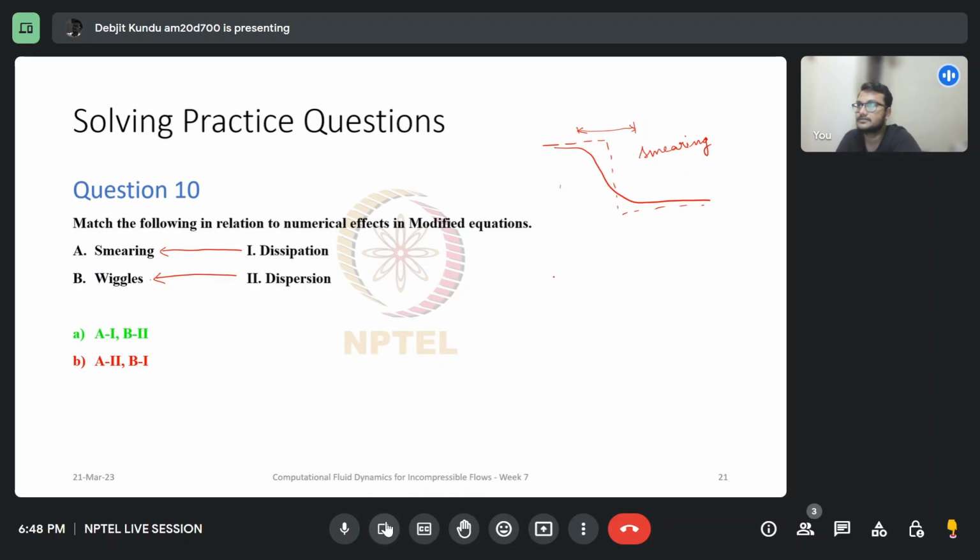And what are wiggles? If we again had a similar exact solution like this, we do not get that. We get something like this. These are what are known as wiggles, and these are caused by dispersion, which are in turn caused by odd terms, higher order odd terms in the modified equations. I hope that makes things clear.